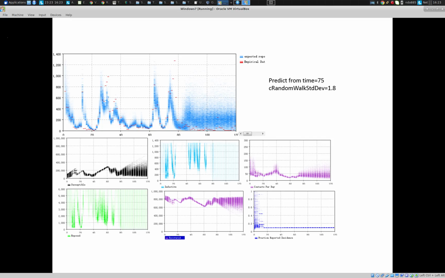So here, predicting forward from time 75, that's about here, it again captures the fact it's going to decline. There could be a subsequent upsurge. It thinks there's a high chance it could be larger, but there's also a high chance here.